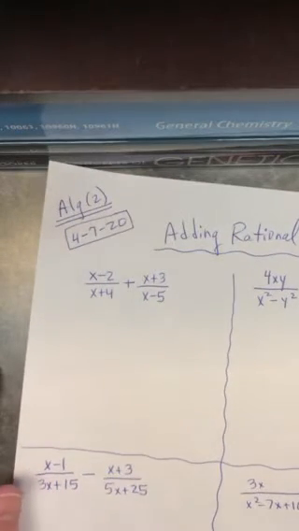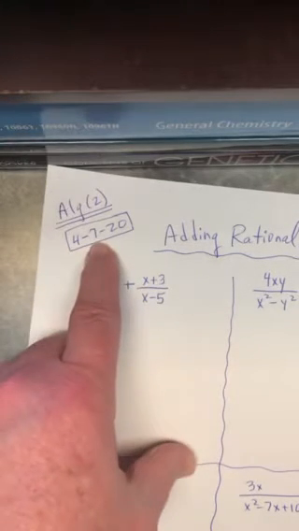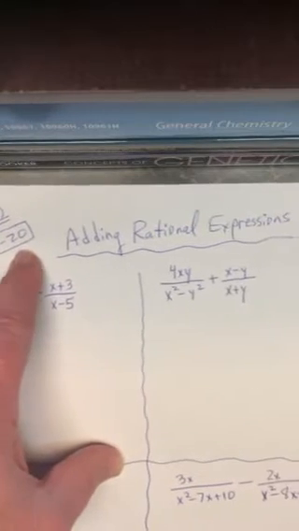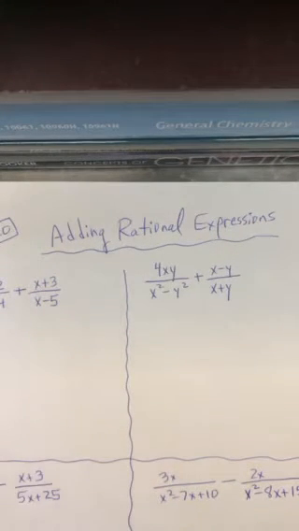All right, guys, we are in Algebra 2, Mod 8. Today is Tuesday, April 7th, 2020. The title of today's topic, you probably guessed it, it's adding and actually also subtracting rational expressions.